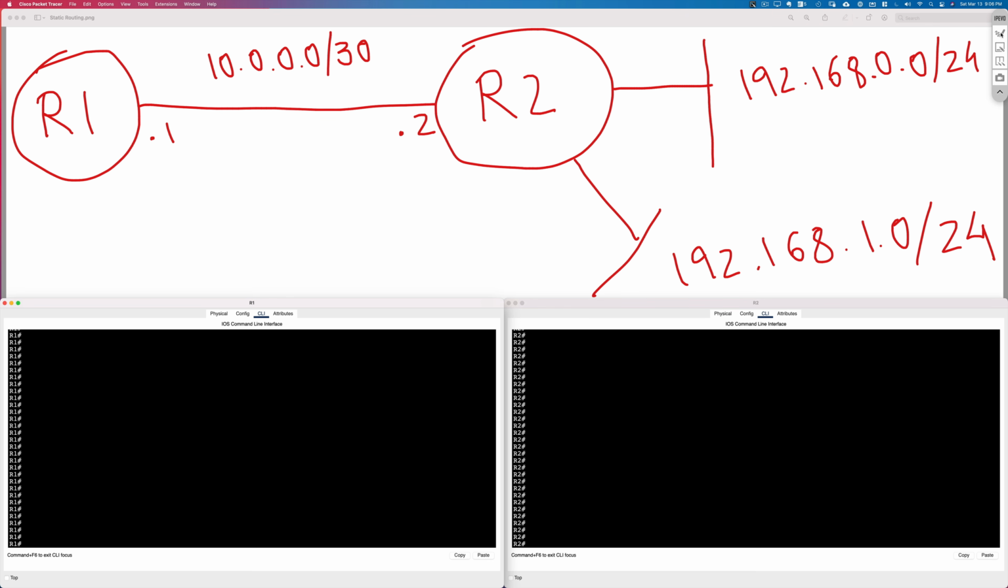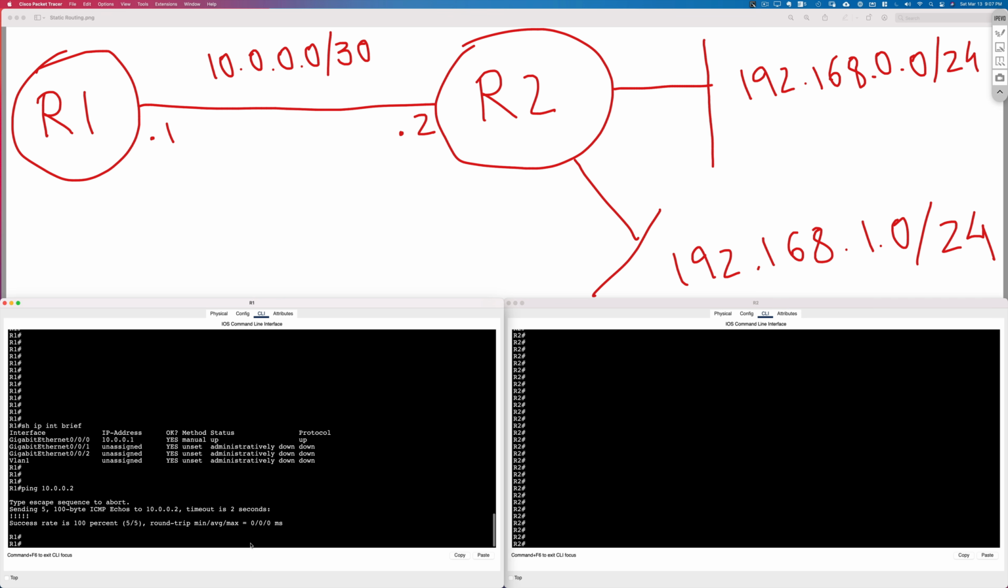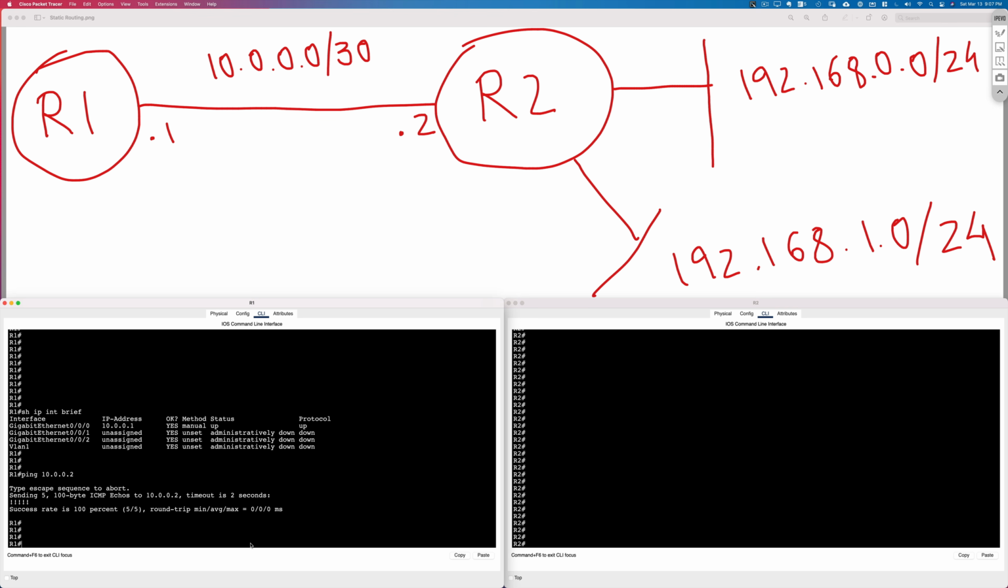Now let's quickly take a look at this routing scenario right in front of us. On router 1 right now, I'm going to take a look at show ip interface brief to see what's going on. It seems like I have an IP address of 10.0.0.1 configured. Let's see if I can ping the other side, which happens to be 10.0.0.2. And it seems like I'm able to do that successfully. So router 1 is able to ping router 2. Now router 2 happens to have a couple of different routes.